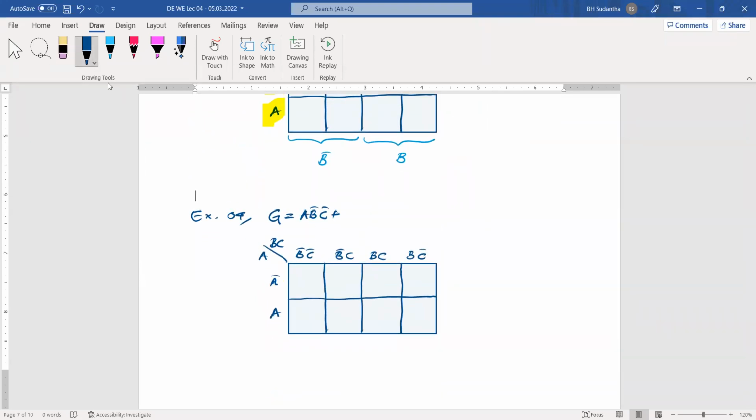Okay, let's try this one. A, B, C, then A bar, B bar, C bar, B bar, C, plus A, B, C, A bar, B, C.